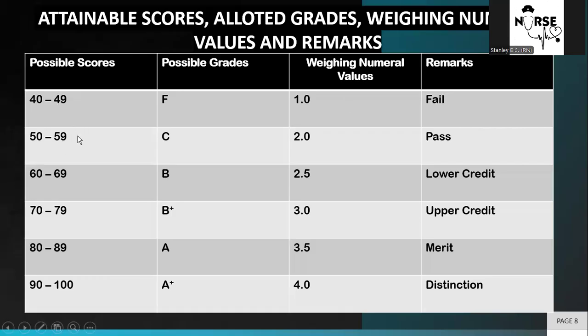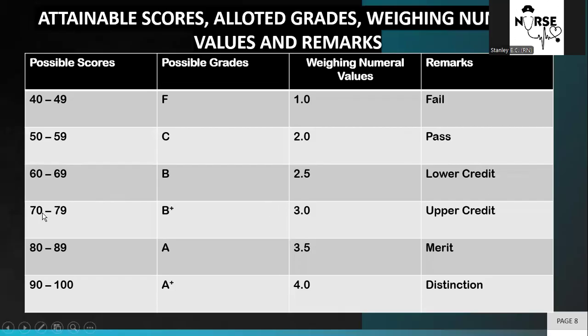If somebody scores 50 to 59, you will get a C, and the weighing value is 2.0. Person passes. So if you get between 60 to 69, you get a B, and then the weighing numeral is 2.5. So B is 2.5, and that's lower credit.